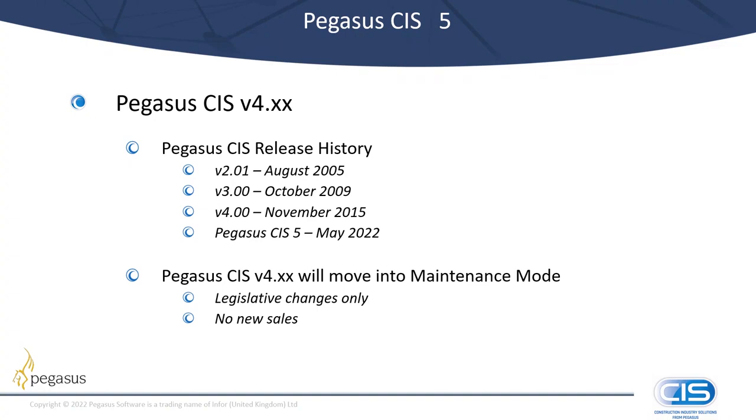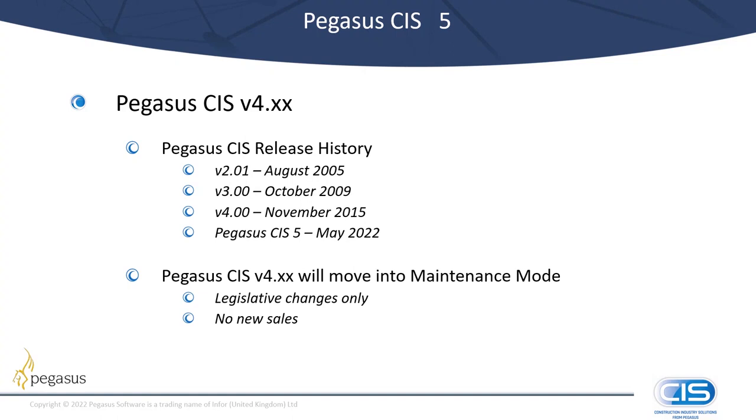What it basically means is Pegasus CIS v4 is moving into maintenance mode. This means there will be no more development within the product. We will apply legislative changes so the existing customers continue to use the product, assuming, of course, that they've got a current ANC, but nothing new will be added into the product.